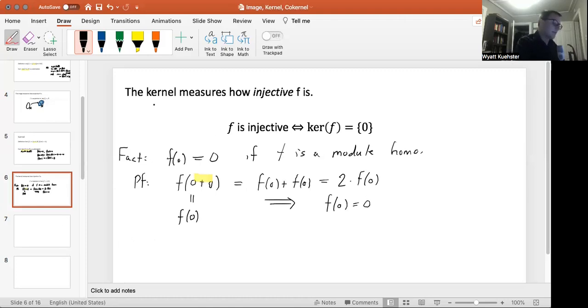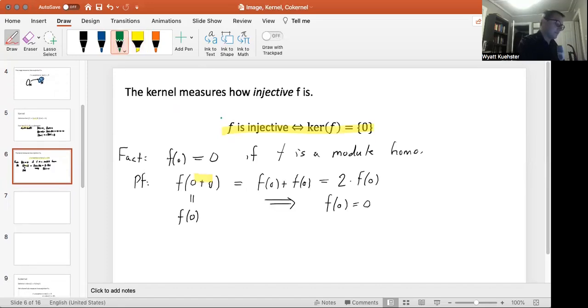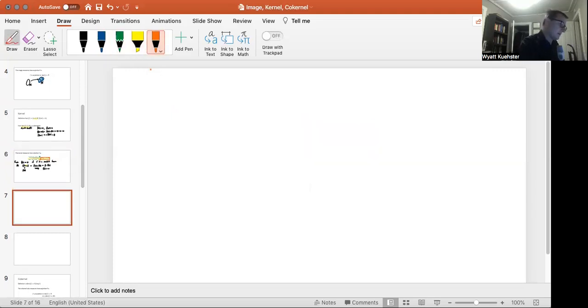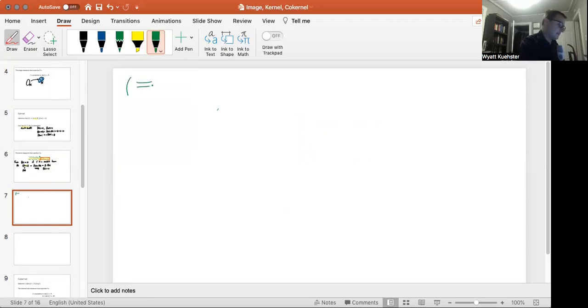So now let's prove this, that F is injective if and only if the kernel of F equals 0. To do that, we need to prove that this side implies this side. So we need to show that injective implies that kernel of F equals 0. And then we also need to prove that the kernel of F equals 0 implies that F is injective. So let's start with the first one. I'll do it in green. So I'll write this arrow to tell us we're doing the forward implication.